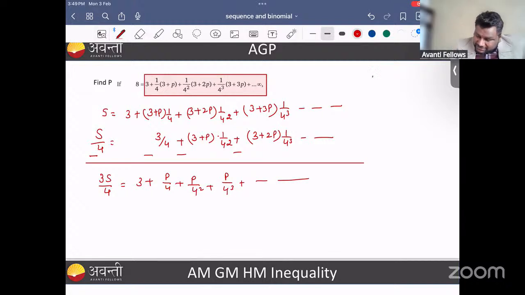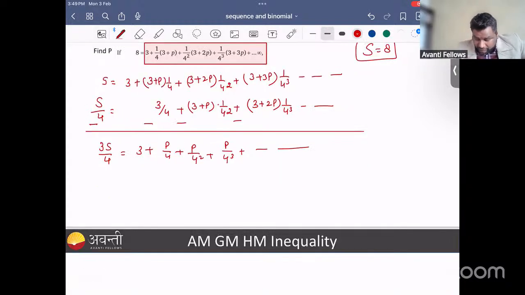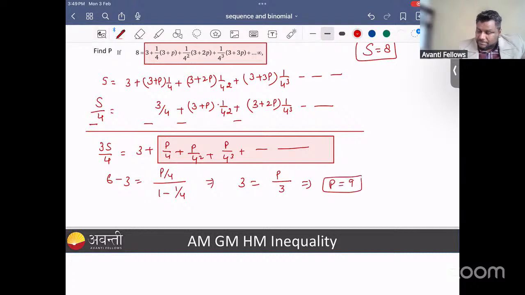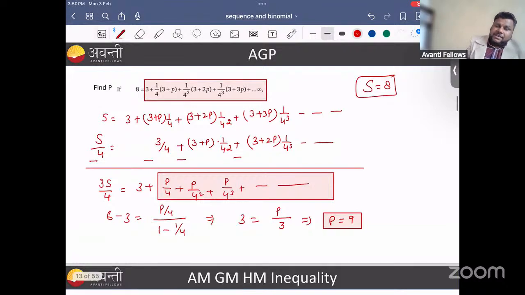Got it? Now S is given to me as 8. So put it in, 8 times 3 is 24, by 4 is 6. 6 minus 3 is going to be, now see, this is an infinite GP. So it is A upon (1 minus R). Got it? So 6 minus 3, 3 equals P upon 3. So your P comes to 9. A simple question involving an AGP and a GP of infinite terms.